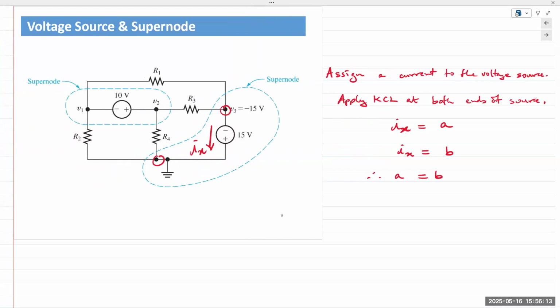A supernode is nothing but a shortcut. It allows us to skip two steps: Ix is equal to A and Ix is equal to B. That's all. So it allows you to apply KCL directly. All right. Any questions?